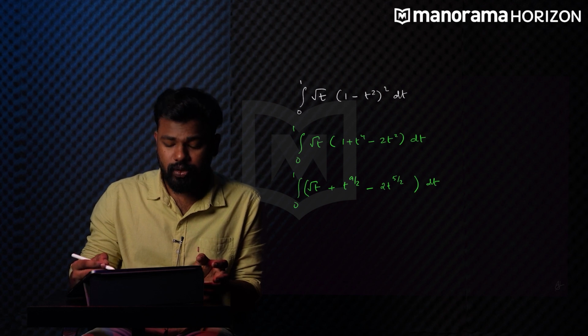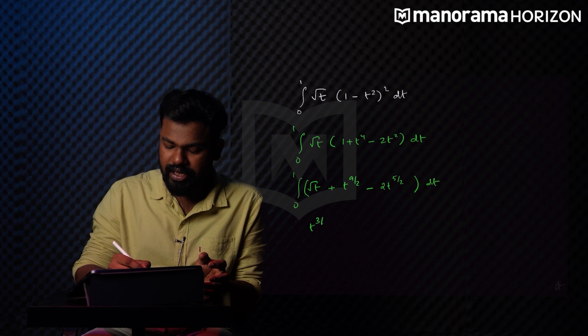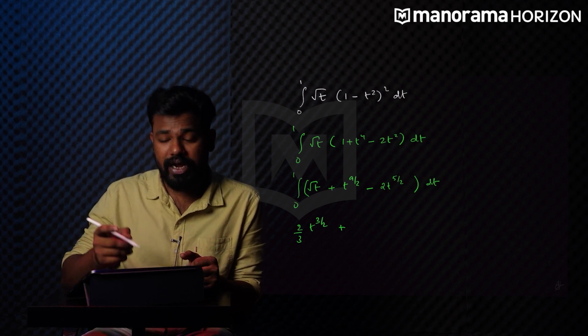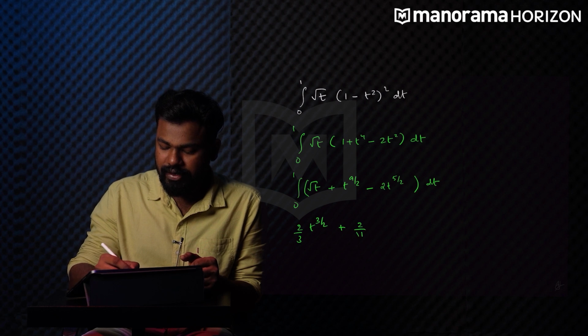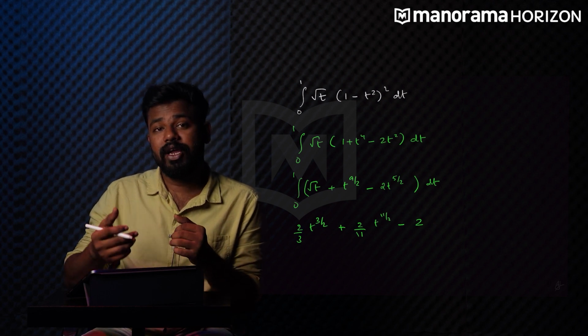Root t is nothing but t raised to 1 by 2. So what will be the integral of root t? It will be t raised to 3 by 2 by 3 by 2, or 2 by 3 t raised to 3 by 2. Plus, the integral of t raised to 9 by 2 will be t raised to 11 by 2 by 11 by 2, that is 2 by 11 t raised to 11 by 2. Minus 2, and the integral of t raised to 5 by 2 will be t raised to 7 by 2 by 7 by 2.